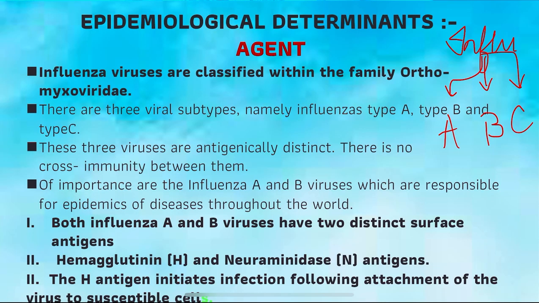If a person is initially affected with A, he does not develop immunity against B in the near future, so he can be affected with C, he can be affected with B, he will have immunity only towards A. So there is no cross immunity between these influenza subtypes. Of importance are the influenza A and B viruses.